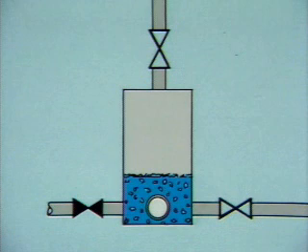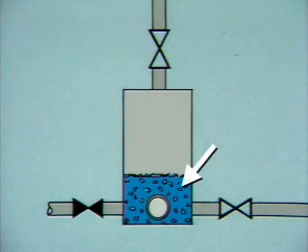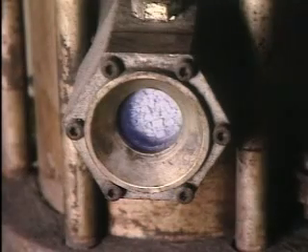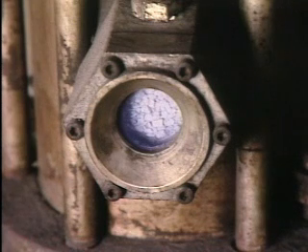Inside the dryer, the hydrogen is forced through a material that absorbs moisture. This material is called a desiccant. One type of desiccant that may be used in a hydrogen dryer changes color as it absorbs moisture. An observation glass allows plant personnel to observe the color of the desiccant. If the desiccant is dry, its color will be blue or white. When the desiccant becomes saturated with moisture, it turns pink.